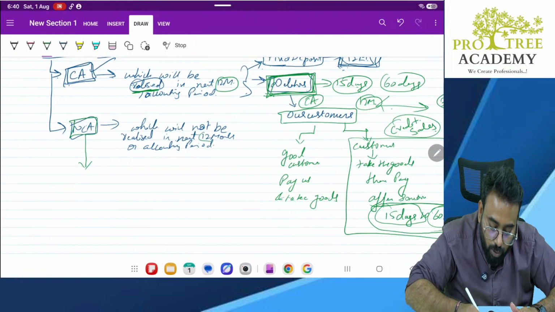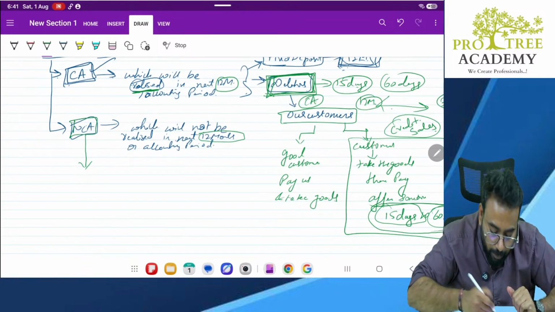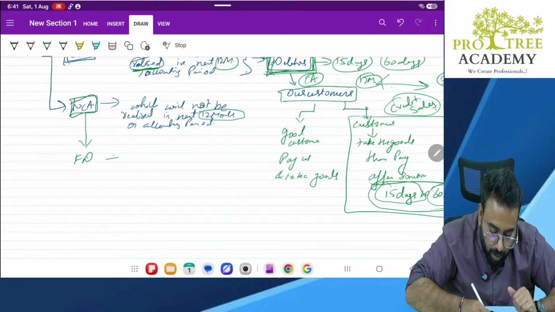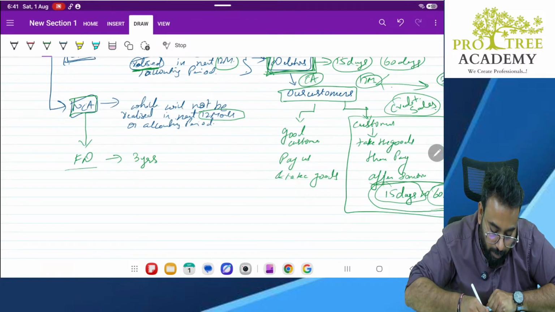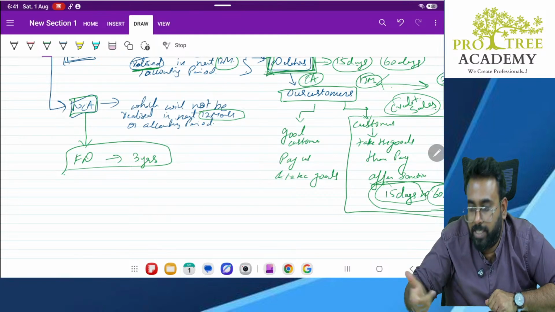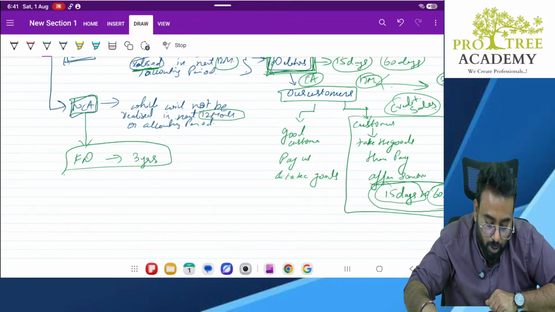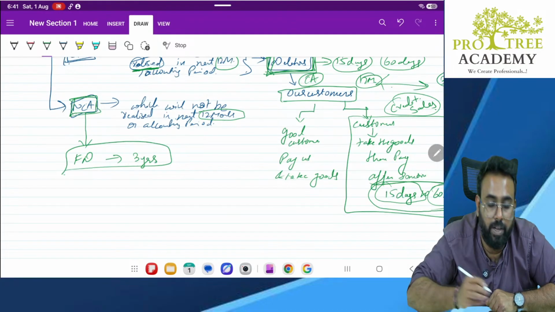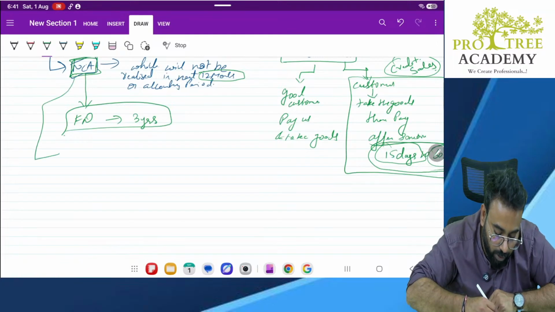Non-current assets, as I told you, are those which cannot be realized in the next 12 months. Sir, what do you mean by that? Fixed deposit kept for 3 years. In the next 12 months, can you convert this fixed deposit into your bank balance? Answer is no. So automatically it will become your non-current asset. Clear?